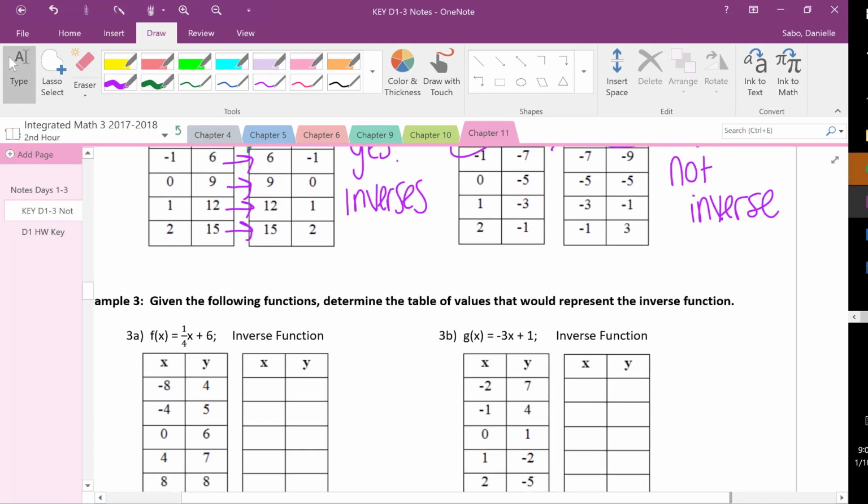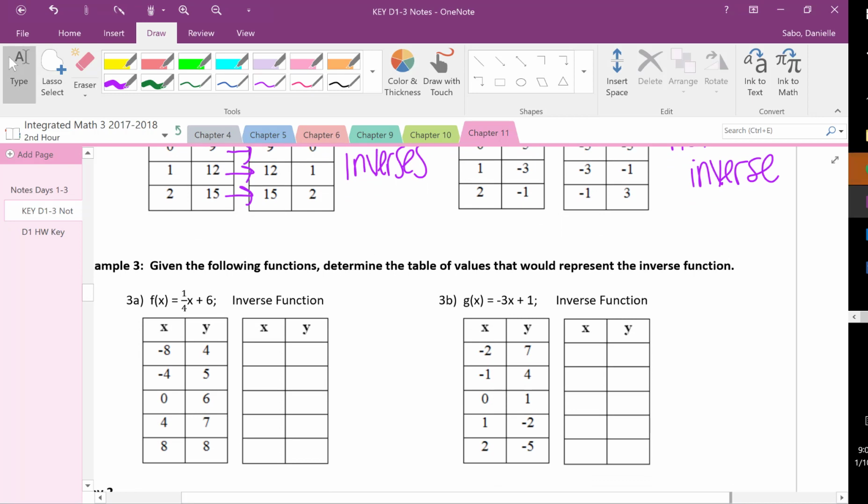Okay. So now the next part is just asking you, how do we make them inverses? Well, I just told you. You switch all of them. So here we go. This becomes 4 and -8. All I'm doing is switching them. And if you need to make a note to yourself, you're switching the x and the y's. So this becomes 5. This becomes -4. This becomes 6, 0, 7, 4, 8, and 8.